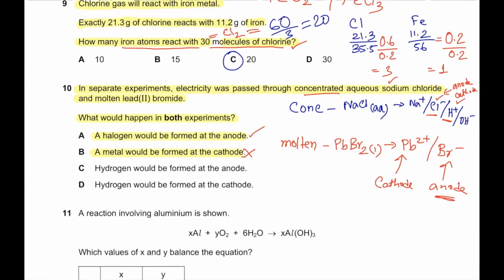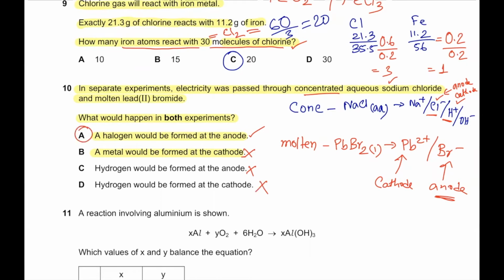Hydrogen would be formed at the anode. Hydrogen cannot be formed at the anode because it is a positive ion. It is repelled by the anode and attracted towards the cathode. Hydrogen would be formed at the cathode. Yes, however, in both experiments we don't get hydrogen, so it's also wrong. So 10A is the correct answer.